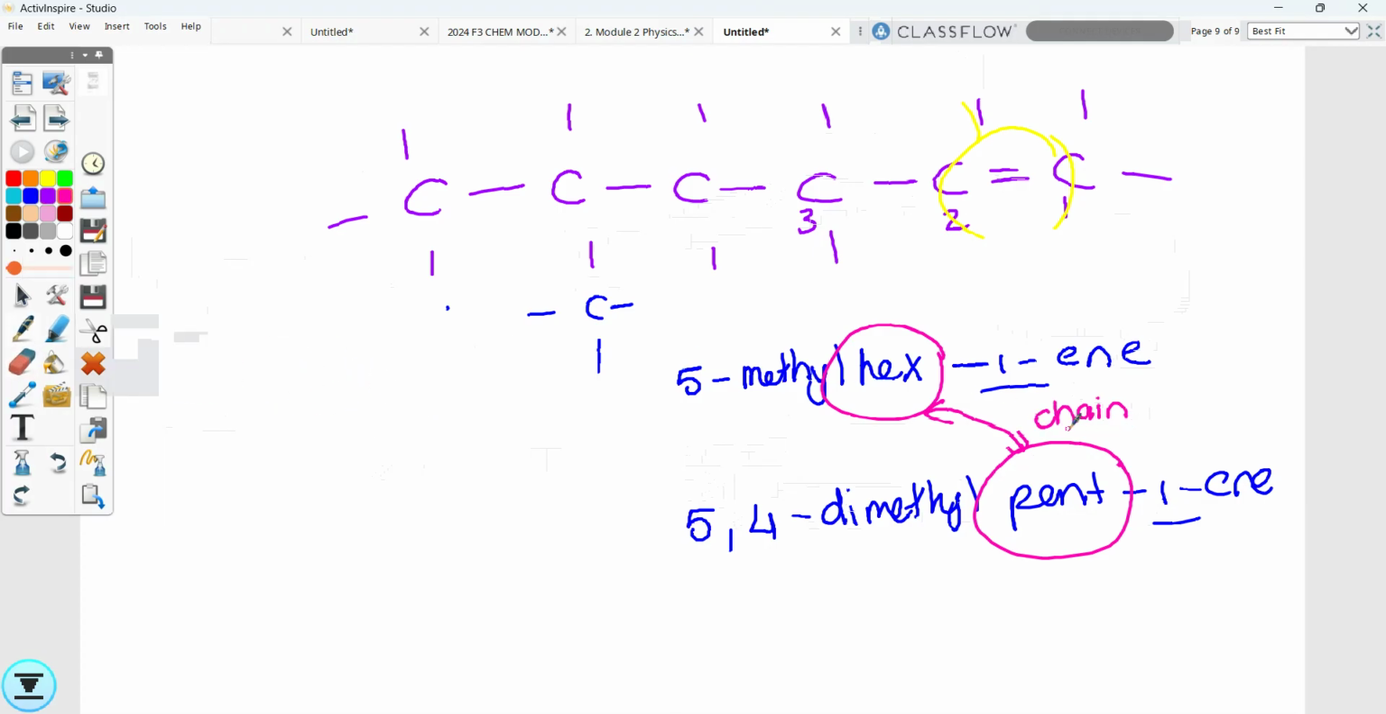Okay, so I don't understand the difference then. Yeah, see, I thought you would. Okay, so when it was hex, the chain is 6 long. Now it's pent, so the main chain is 5 carbons long. The longest chain here was 6 carbons. The longest chain here is 5 carbons. So that is why we can call it a chain isomer, because the length of the chain is different.